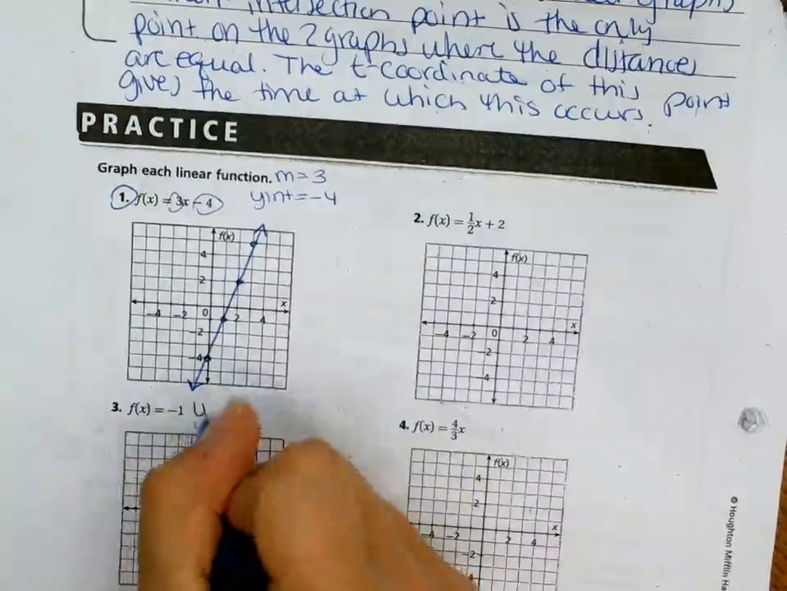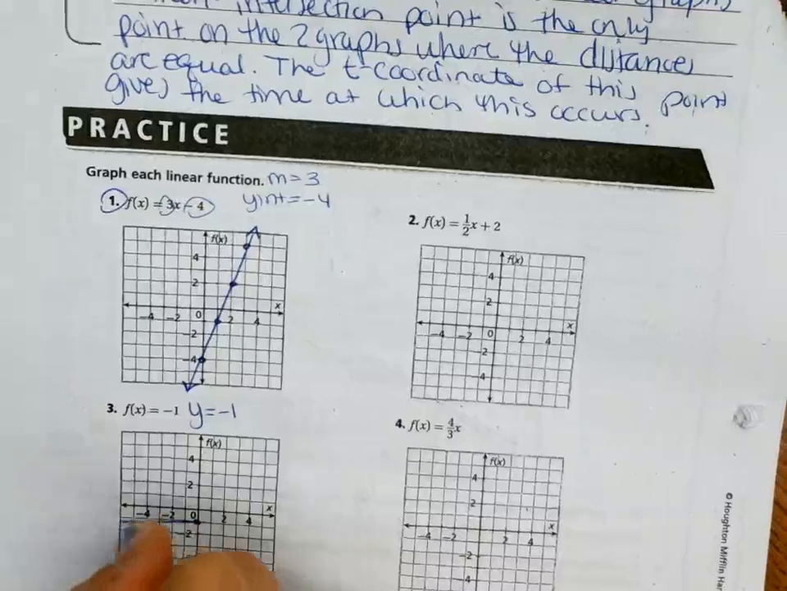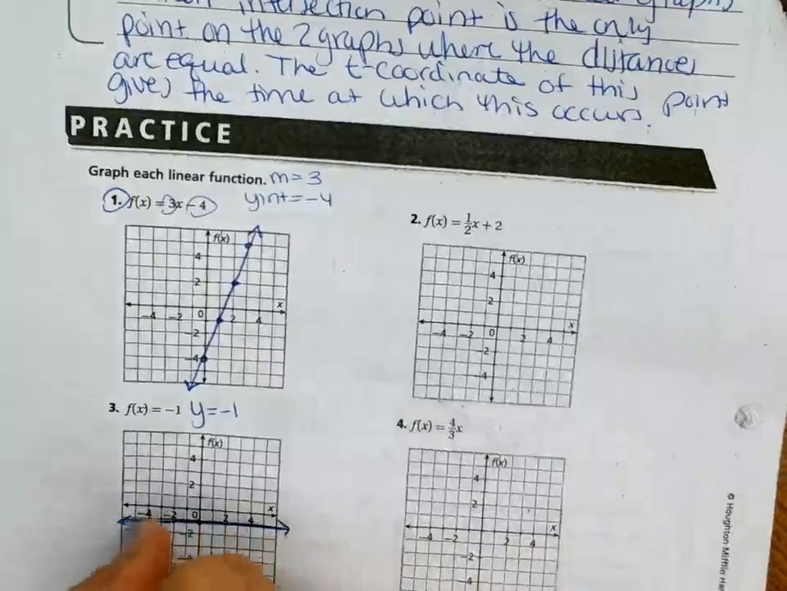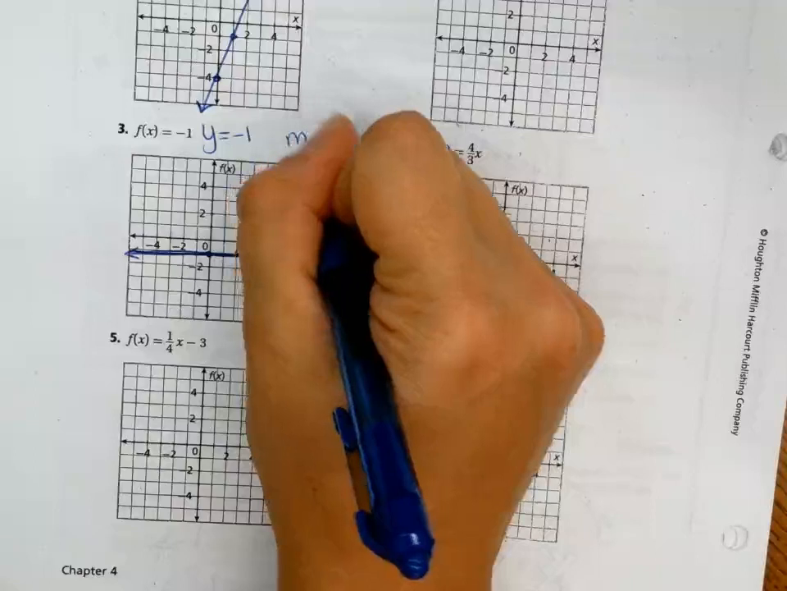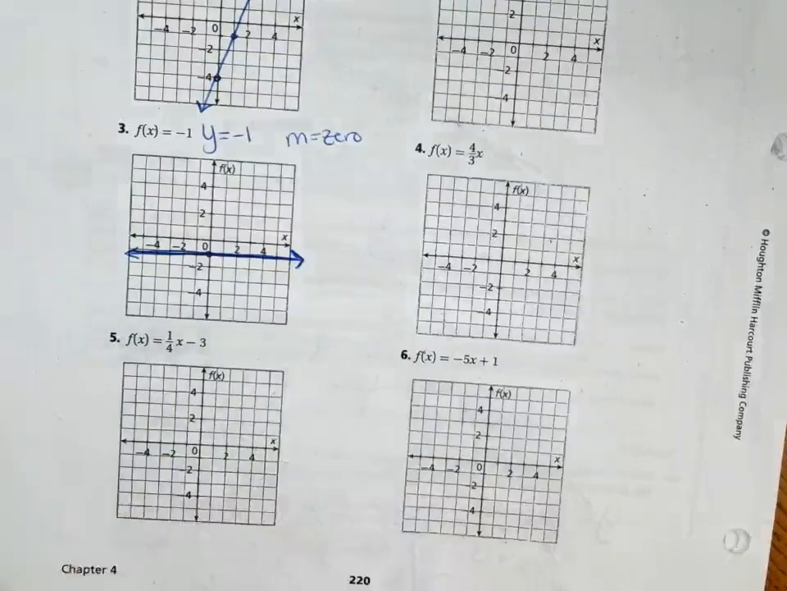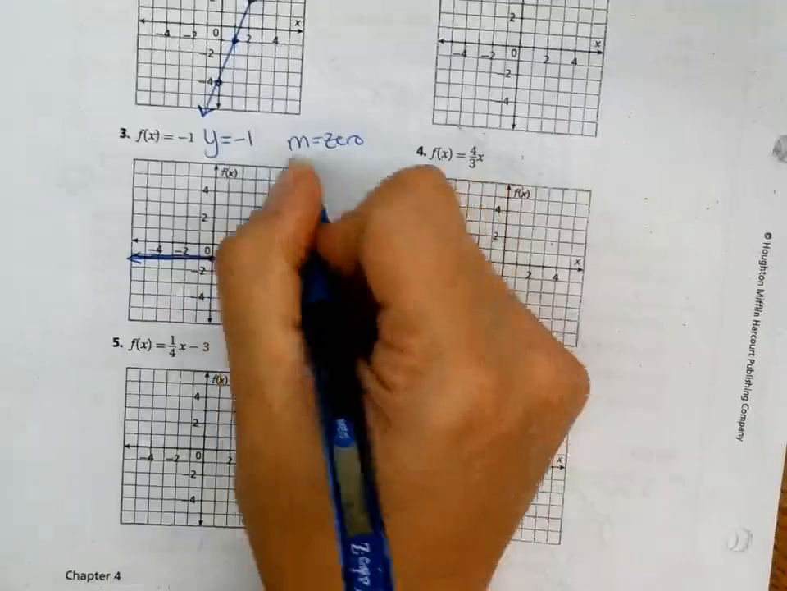This one says y equals -1. Well, y is -1 here, and it's everywhere along this horizontal line. Every single point on this line, the y value is -1. Your slope is 0. It's rising nothing, running something, and your y-intercept is -1.